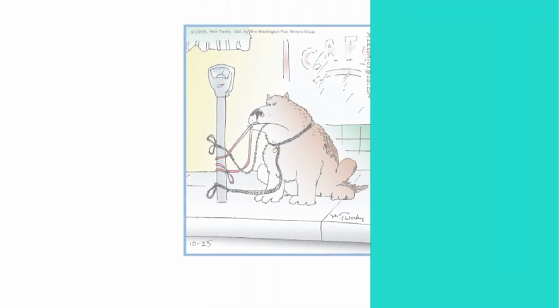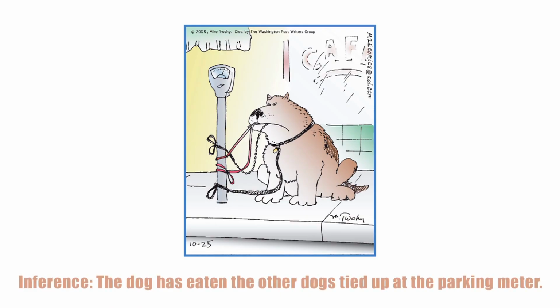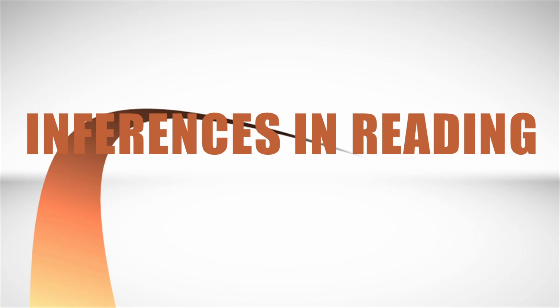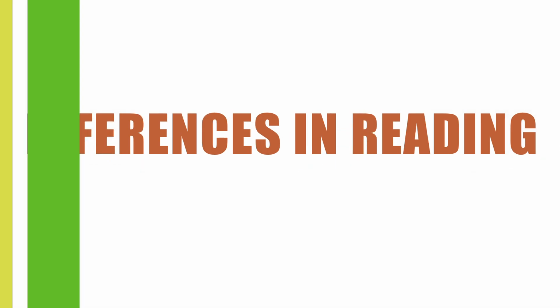Look at this cartoon. You can probably draw this inference from it. The dog has eaten the other dogs tied up at the parking meter. The fact that there are 3 leashes in the mouth of the big, hostile-looking dog would lead you to this inference. Another inference you might draw is that the dog is waiting for its owner to return. In reading, we make logical leaps from information stated directly to ideas that are not stated directly.